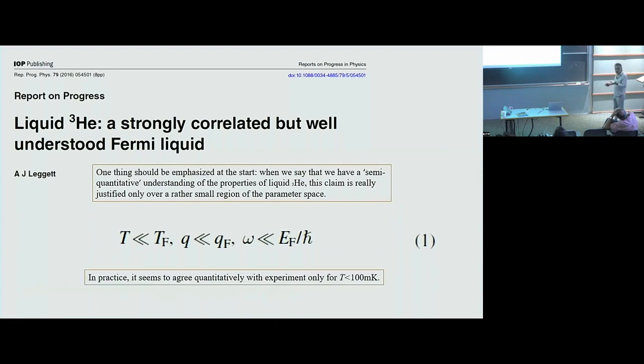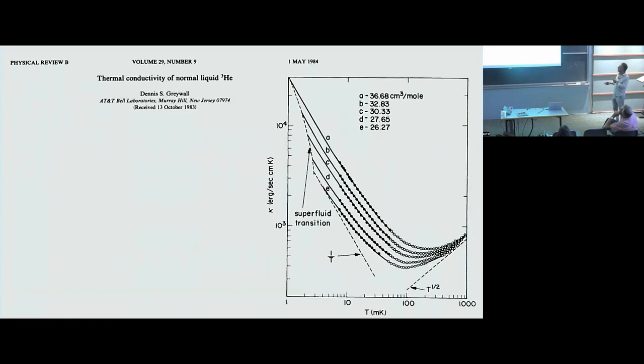The question is, where does it hold experimentally? His sentence is that in practice, it seems to agree quantitatively with experiment only for T smaller than 100 millikelvin. The degeneracy temperature, if you don't take into account interaction, is 5 K. So this is like 5% of the temperature. Actually, as you are going to see, even this is too optimistic. This is the data from Greywall. The region where kappa is proportional to 1 over T actually stops somewhere well below 100 millikelvin.